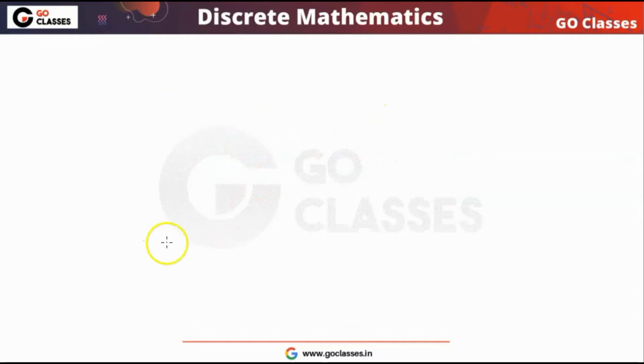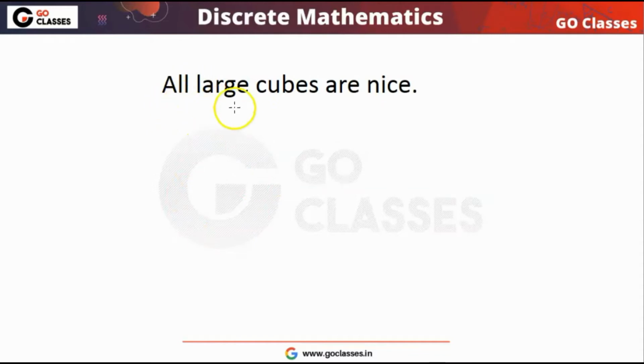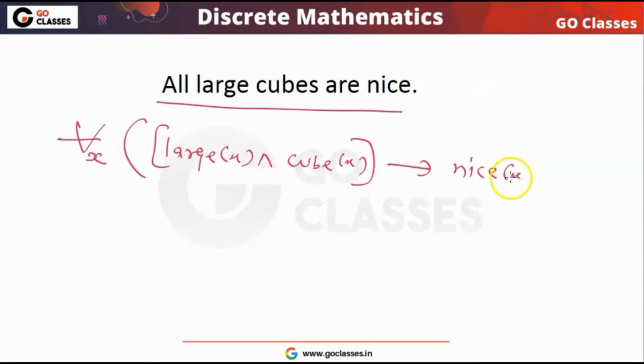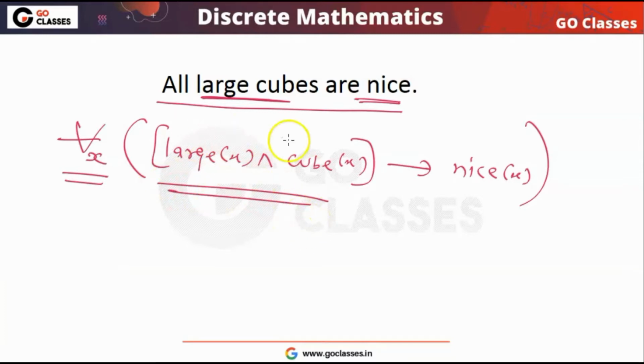Let's see next. All large cubes are nice. What it means? It means for all x, if it is large and it is a cube, then it is nice. This is a very simple point, because this is saying all large cubes are nice. It means for all x, if it is a large cube then it is nice. So this is how you can convert this English statement into first order logic.